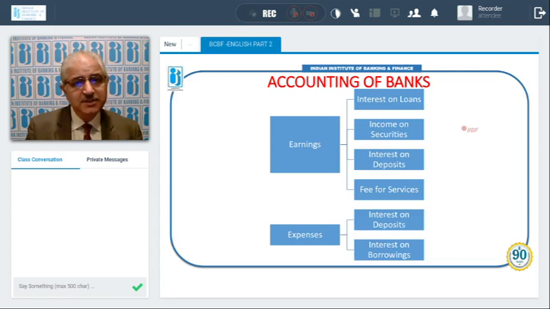And the major expenses are interest paid on deposits by banks. And if banks borrow, they might be paying interest on borrowings. And they also have other expenses like staff expenses, rent expenses, electricity expenses, things like that.